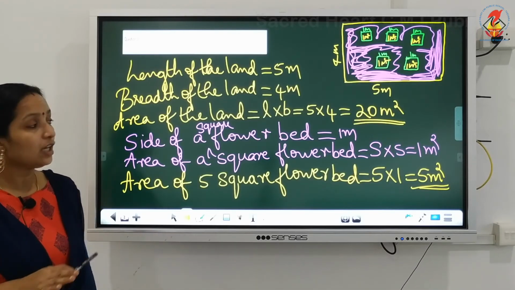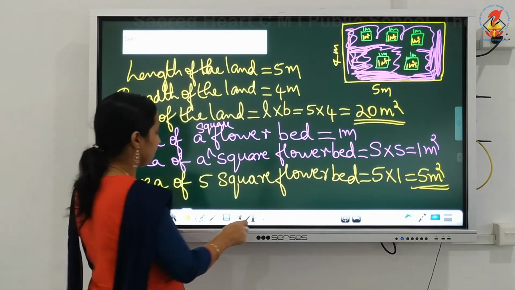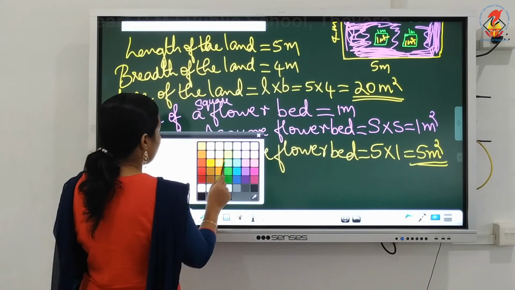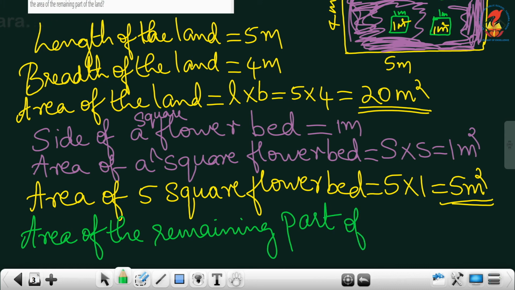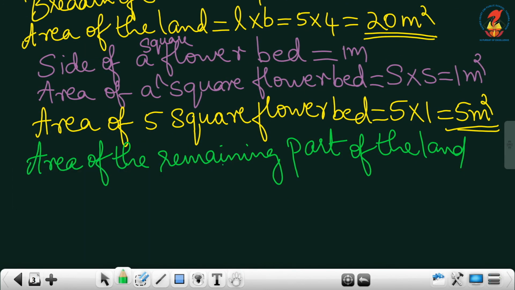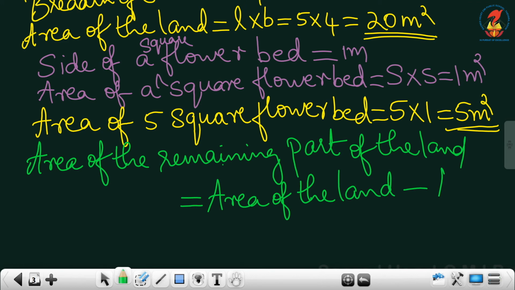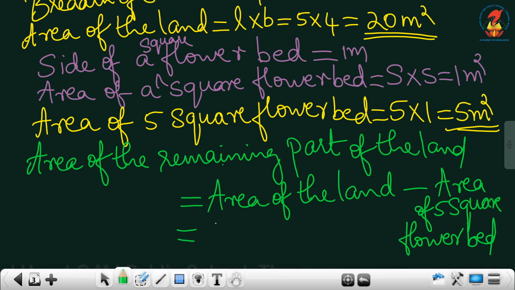So how will we find the area of the remaining part of the land? We know the area of the land. We know the area of 5 square flower beds. And we have to find the area of the remaining portion. How will we find, children? Area of the remaining part of the land is equal to area of the land minus area of 5 square flower beds. If you do the subtraction, you will get the area of the remaining part of the land. That means 20 minus 5. What is the answer? 15 meter square. This will be the area of the remaining part of the land.